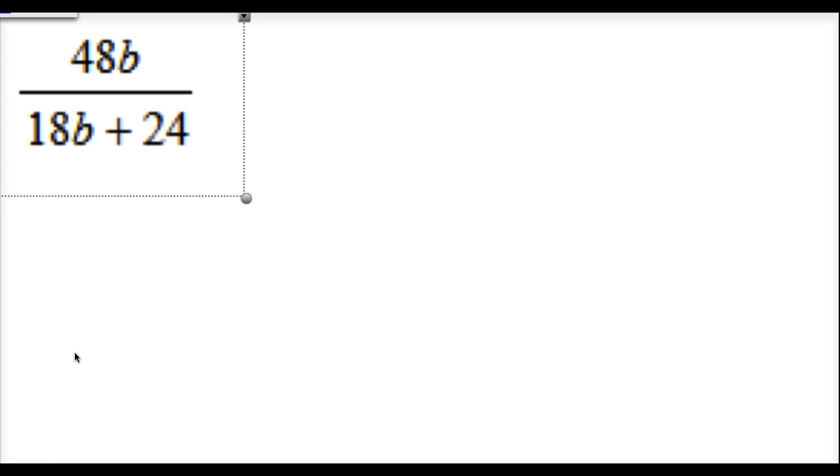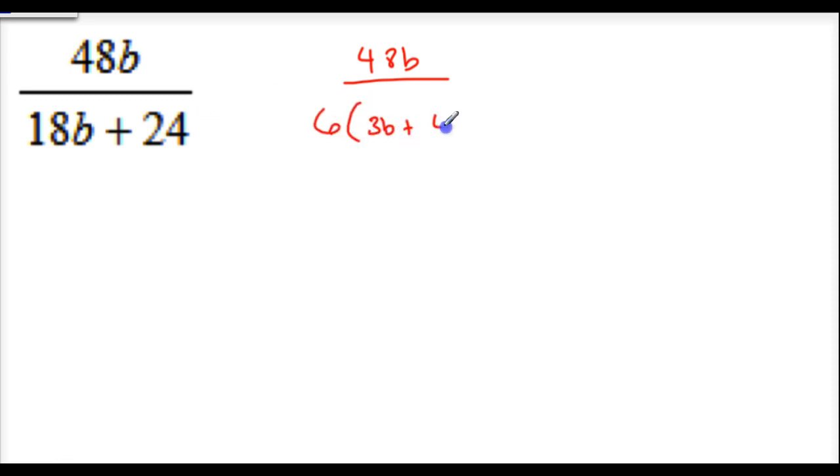48b over 18b plus 24. Okay, so you have to notice that you have a binomial here in your denominator. I can't just cancel my b's right off the bat. Factor out. So I've got 48b over. What can I take out of 18b and 24? I could take a 6 out, and I'm left with 3b plus 4.